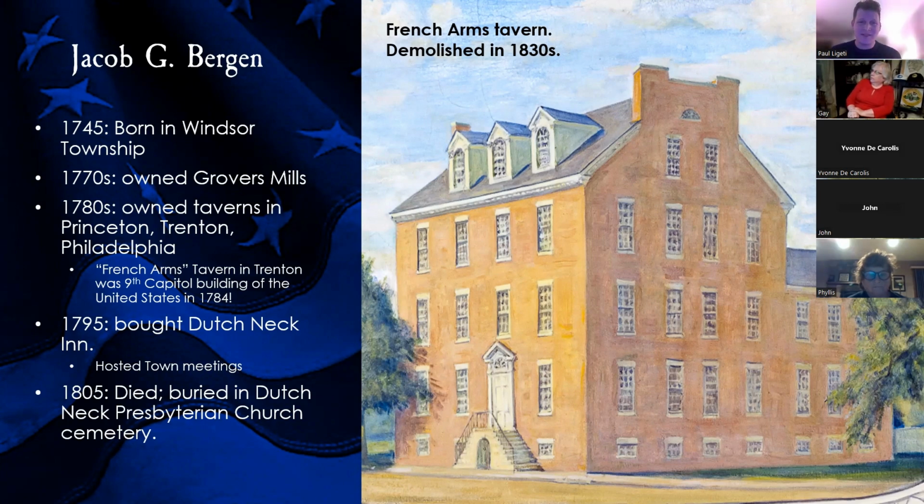In October of 1784, Jacob signed a lease with the United States Continental Congress for them to use the French Arms as their meeting place. This made Jacob Bergen's Tavern the Capitol building of the United States for a few months in 1784. I think it was the ninth Capitol building of the United States, just like Nassau Hall in Princeton had been a Capitol building of the United States in 1783. While meeting at the French Arms, the Continental Congress, of course, did business, but it also hosted the Marquis de Lafayette before he returned to France.